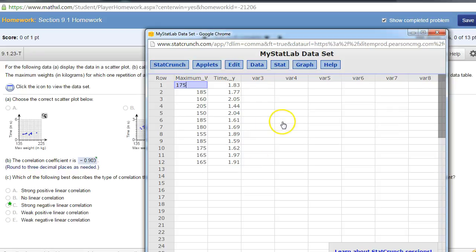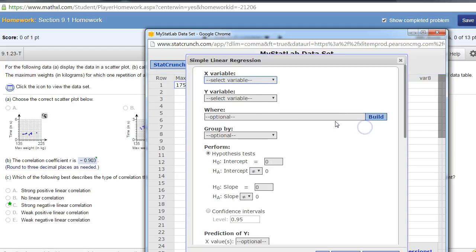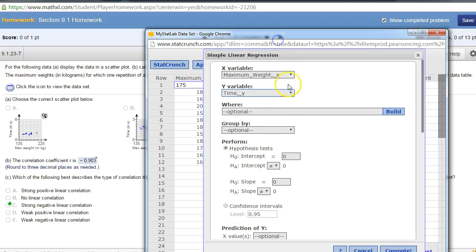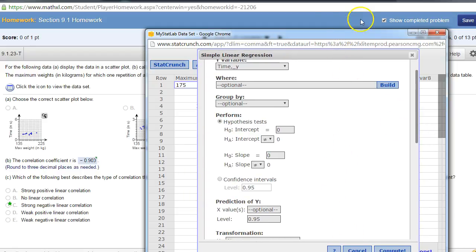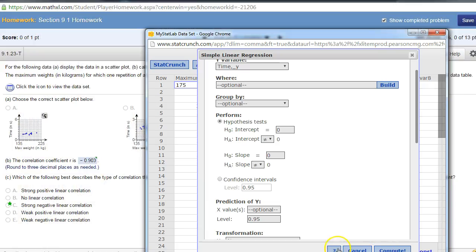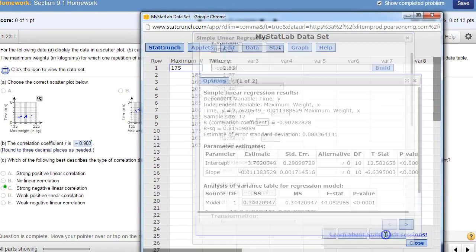And remember, we are doing regression. So I'm going to go to Stats, Regression. It's a simple linear regression, so I'm going to click on that. And I'm going to pick my X variables. It already tells you what your X is and your Y. And then I'm going to go ahead all the way down. Let me scroll this up a little bit. Okay, I'm going to move it and then I'm going to click compute.